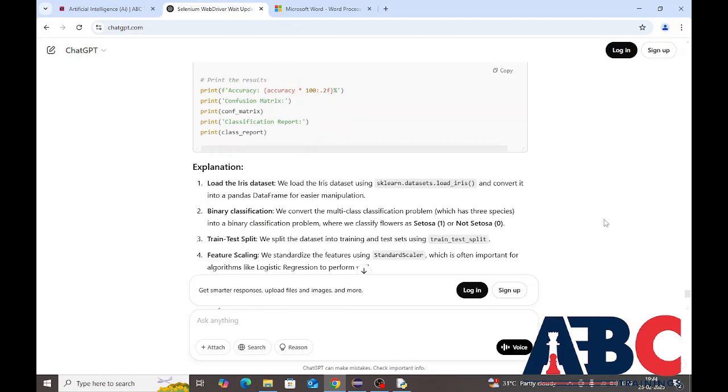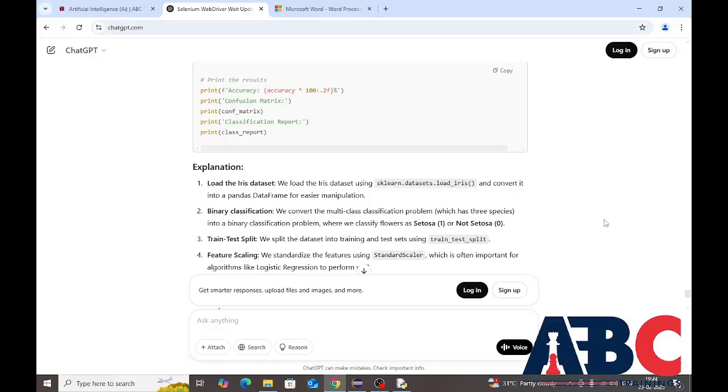First is load the Iris dataset. We load the Iris dataset using sklearn.datasets.load_iris and convert it into a pandas data frame for easier manipulation. Binary classification. We convert the multi-class classification problem, which has three species, into a binary classification problem where we classify flowers as setosa or not setosa.